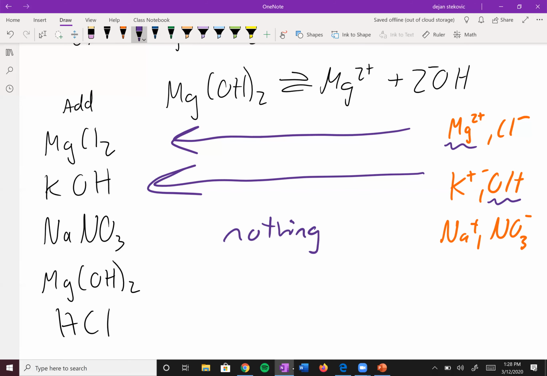You've added something that isn't part of your equilibrium. Now we have magnesium hydroxide. Is that a reactant or a product that we're adding? It's a reactant, right? So which way is that going to shift? Towards the products, right?